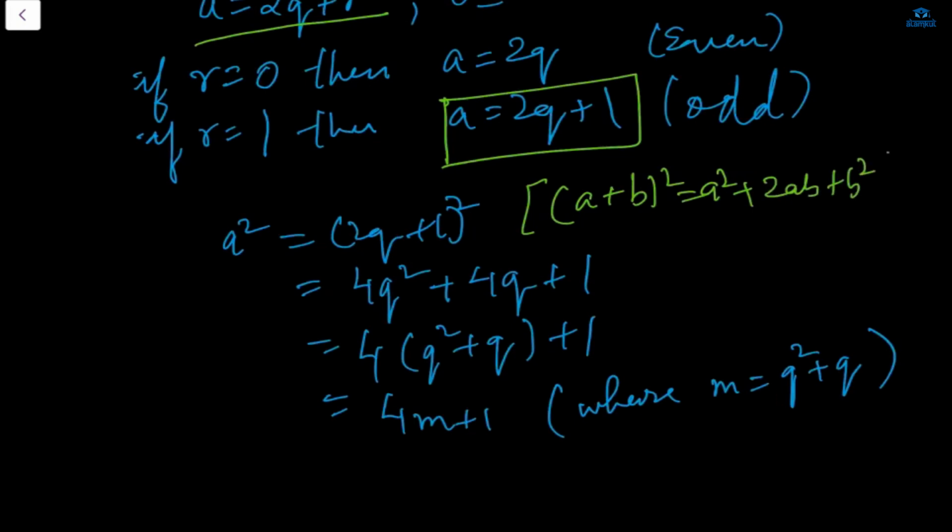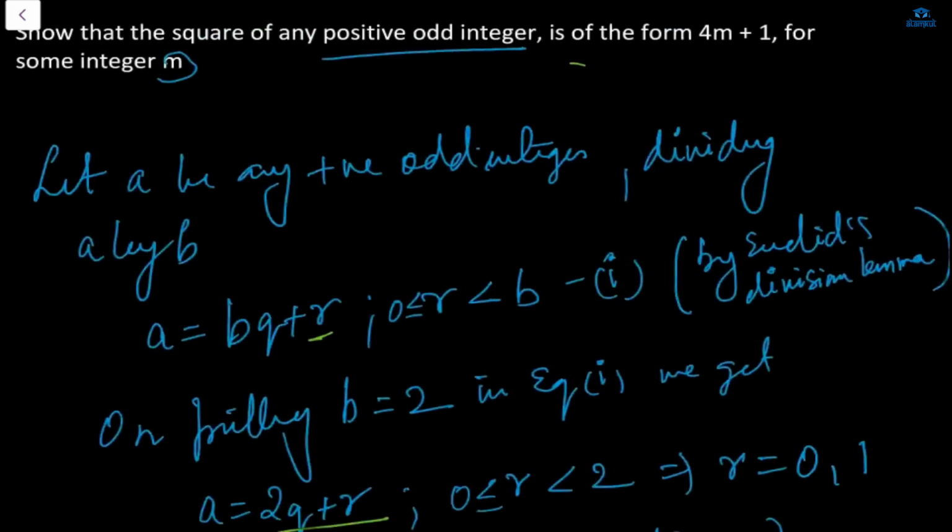Okay, opened it. Now what I have done, I have taken 4 common from 4q square plus 4q, leaving plus 1. So I can represent this as 4m plus 1, where m can be represented as q square plus q, which will be an integer, because it is already mentioned q can be some integer.